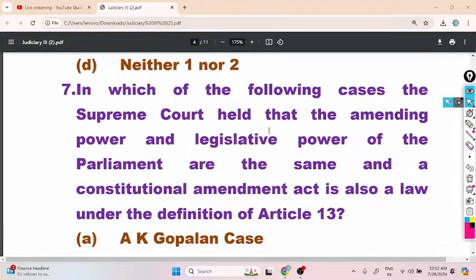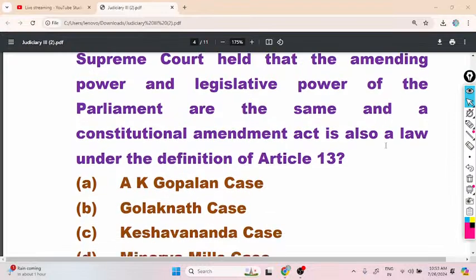In which of the following cases did the Supreme Court hold that amending power and legislative power of the Parliament are the same, and a constitutional amendment act is also a law under the definition of Article 13? That was declared in the Golaknath case 1967. The Supreme Court held that Parliament cannot take away fundamental rights by way of constitutional amendment, because a constitutional amendment act is same as an ordinary act, so they come under the definition of Article 13. And what does Article 13 say? Article 13 says that any law that contravenes the fundamental rights shall be void.